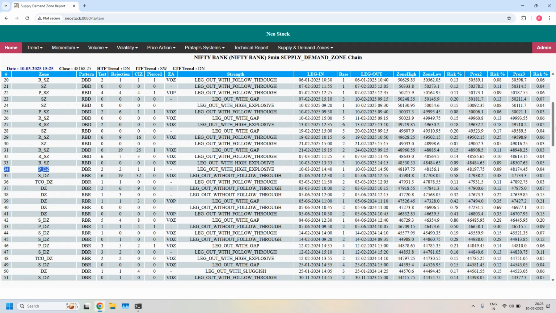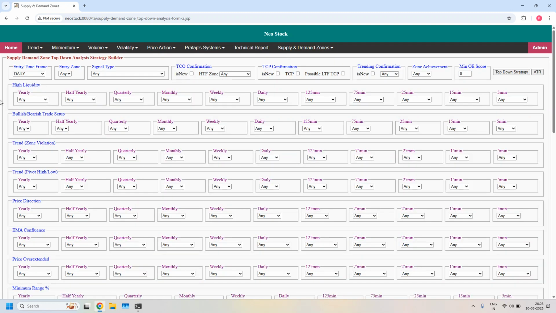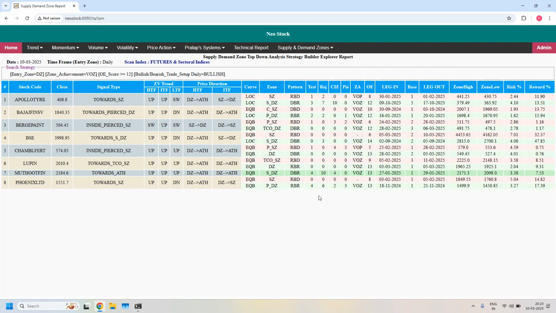So the next set of reports are about bullish and bearish trade setups for monthly, weekly, daily and hourly income trade. First I will generate the bullish trade setup for monthly income trade. I will not be giving much commentary while generating in this video. Entry time frame, monthly income trade, bullish trade setup I am generating. Entry time frame daily, entry zone, demand zone. I am selecting bullish, zone achievement VOZ, minimum order enhancer score 12. So this is the monthly income trade, bullish trade setup.